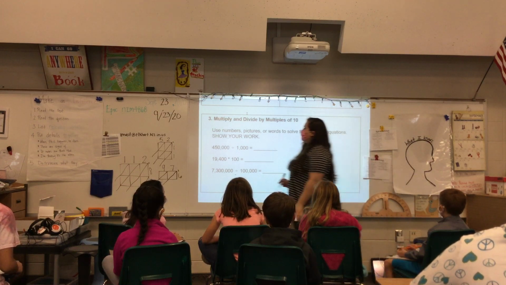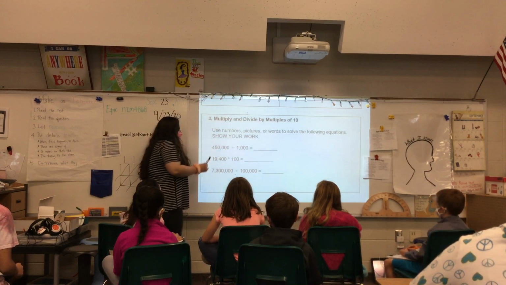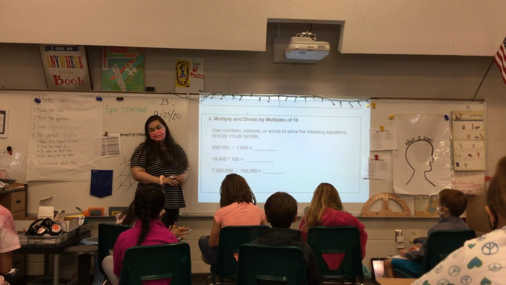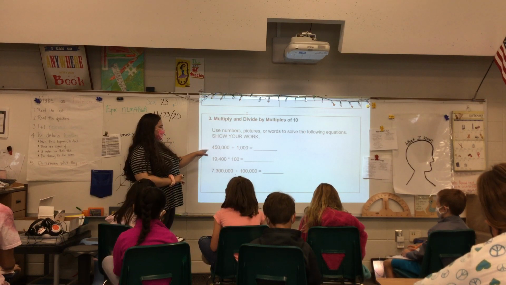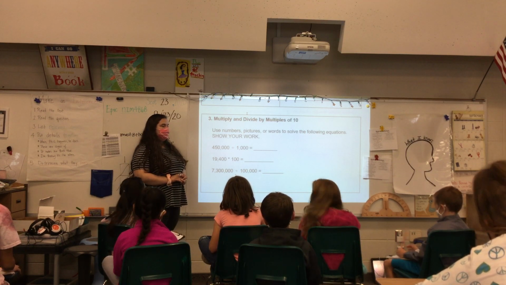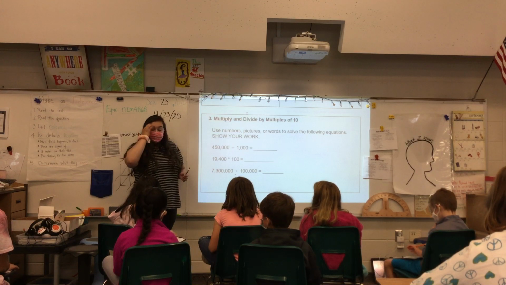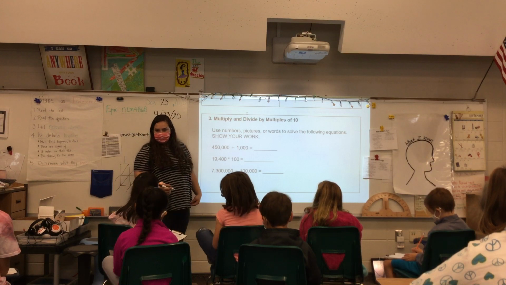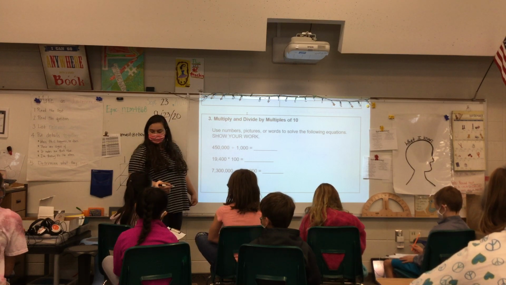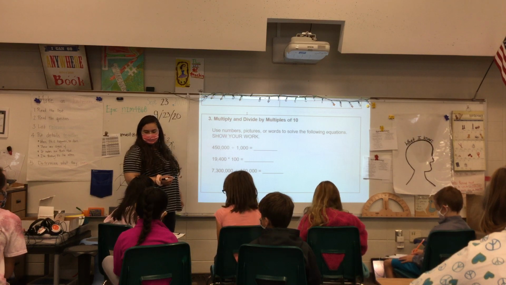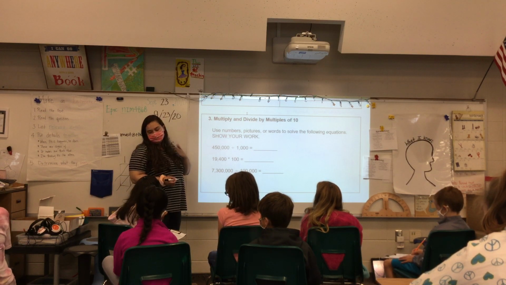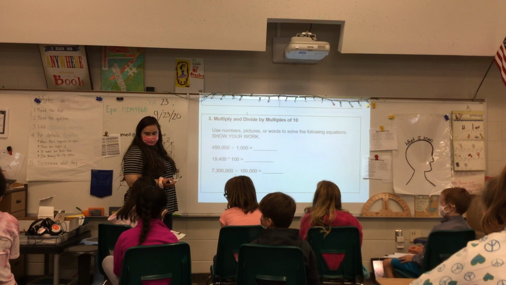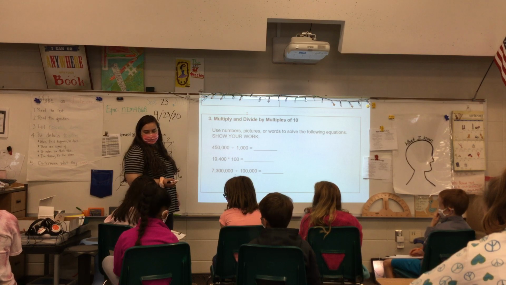Alright. So how many zeros are on this side? 3. Use numbers, pictures, or words to solve the following equations and show your work. 450,000 divided by 1,000. So I wrote down the 450,000, and there's 3 zeros in the number. Division, we're going to the right. So remember that, keep that in the back of your head, Brian.